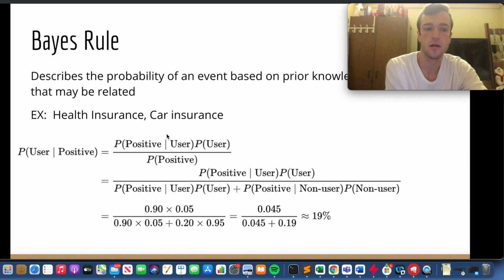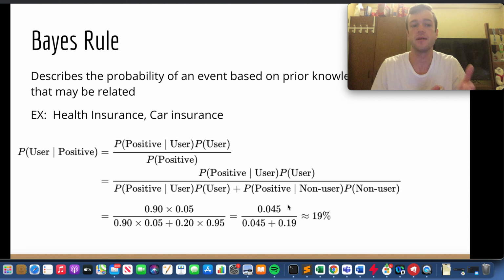So user given positive: you have the positive given user times the user, so 90% times the 5%, to get 19% as the estimated probability that it's a user given that it's a positive result. So you're essentially reversing the expected outcome, where you can swap what was assumed from what was known based off prior knowledge and this estimation of Bayes probability.